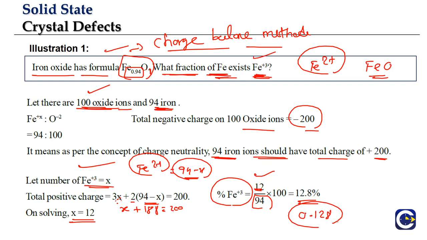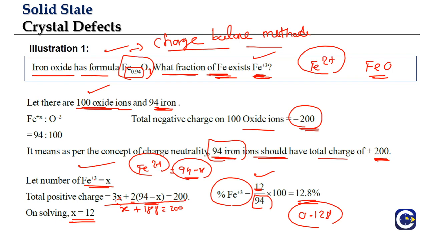In these kinds of questions, usually we'll have metal deficiency. So we will take 100 anion part and see what is the negative charge. Total positive charge also must be the same. Like in this case, 100 negative ions, total charge is -200. Total positive charge also should be +200. This should be coming from 94 iron atoms. If we consider the number of Fe3+ to be X, the Fe2+ ions will be 94 minus X. Then we'll do the simple charge balance.